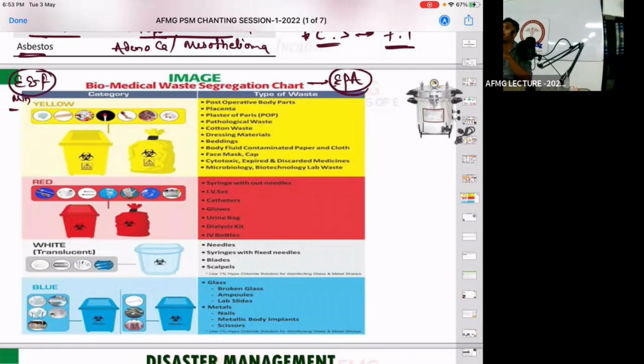According to this, the hospital waste should be segregated into 5 major categories. Here we have four, and the 5th category is the black bag. This black bag will contain all the general waste. Any wrappers, all of these will go in the black bag. That is your general waste.